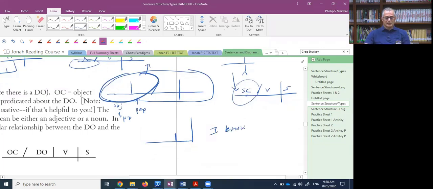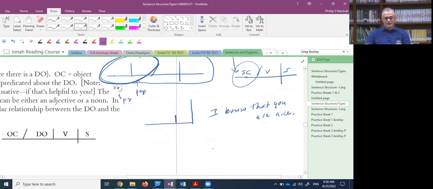I know that you are nice. Okay. So what do I have here? Well, I is the subject, right? Know is the verb. And then this whole thing is the direct object, isn't it? So how am I going to do that? Well, you could do something like this.